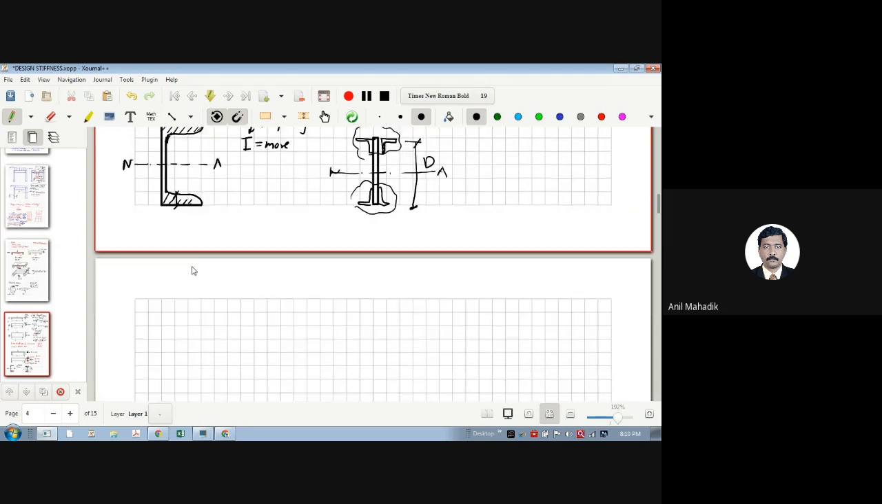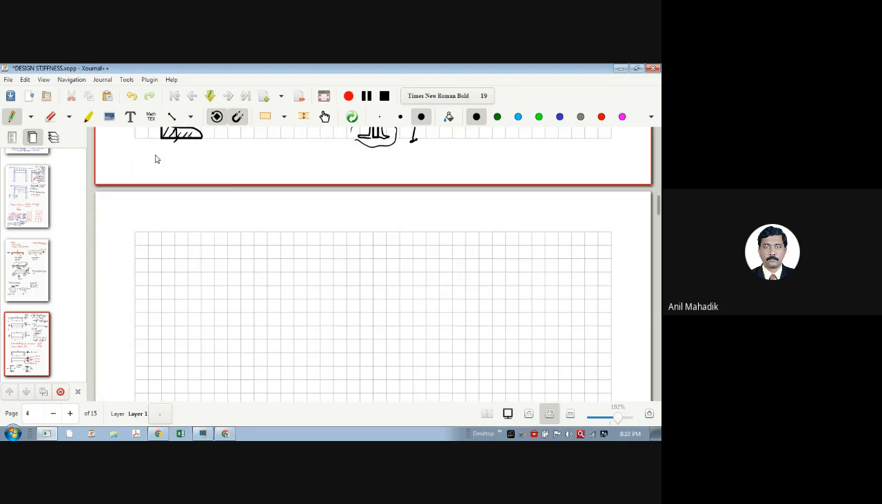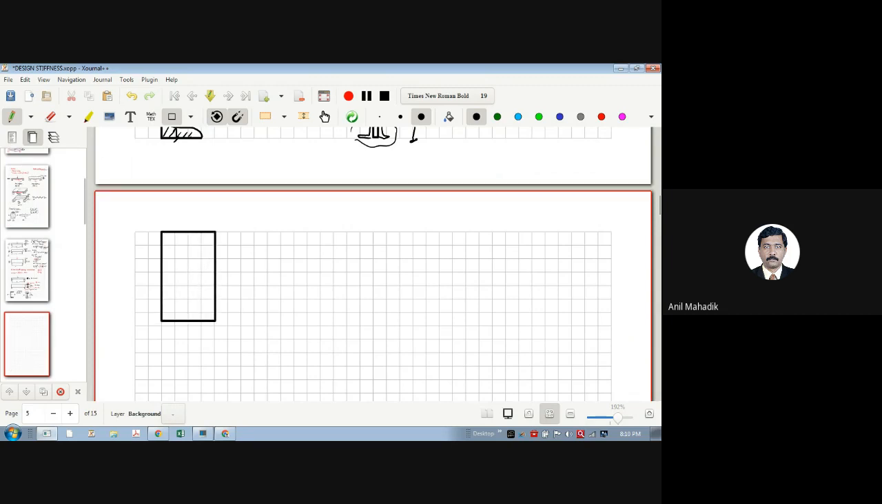Then you might have seen rectangular tubes or square tubes. I'm telling you about steel structures. So this kind of tube. This is a hollow portion. This is your neutral axis, this is your hollow portion, and this is your steel part. So this is my steel part, understand. This is your steel. Hollow square and rectangular hollow sections.